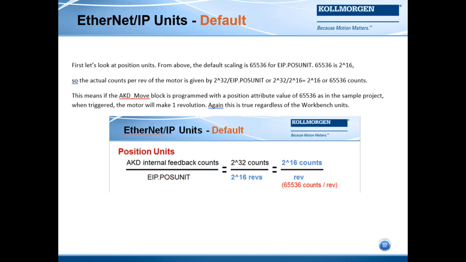This means if the AKD move block, for example, is programmed with position attribute value 65,536 as in the sample project, when triggered, the motor will make one revolution. Again, this is true regardless of Workbench units.